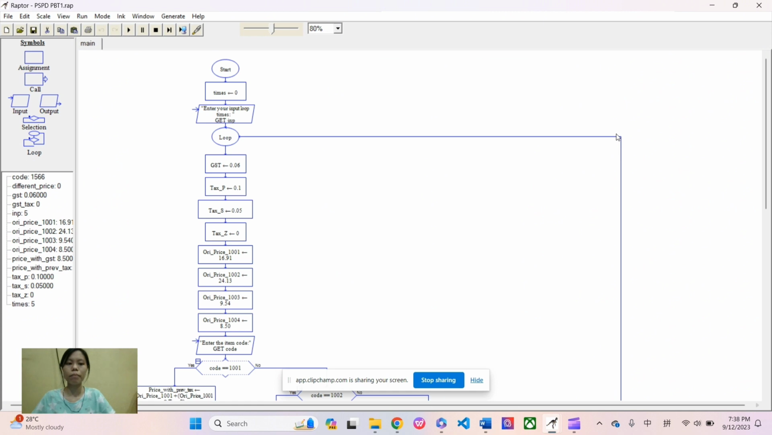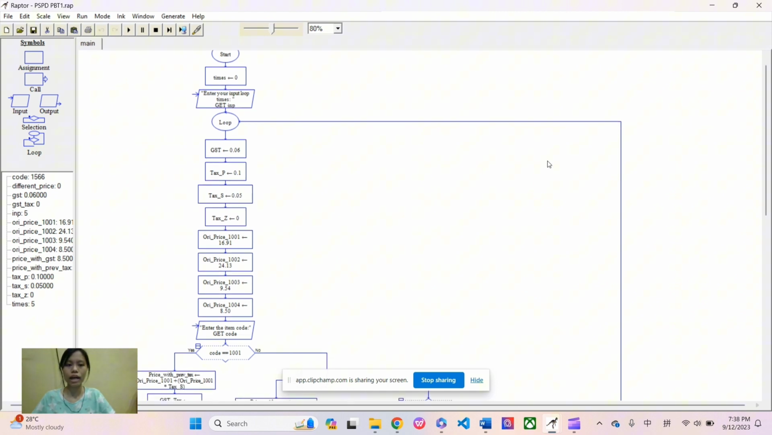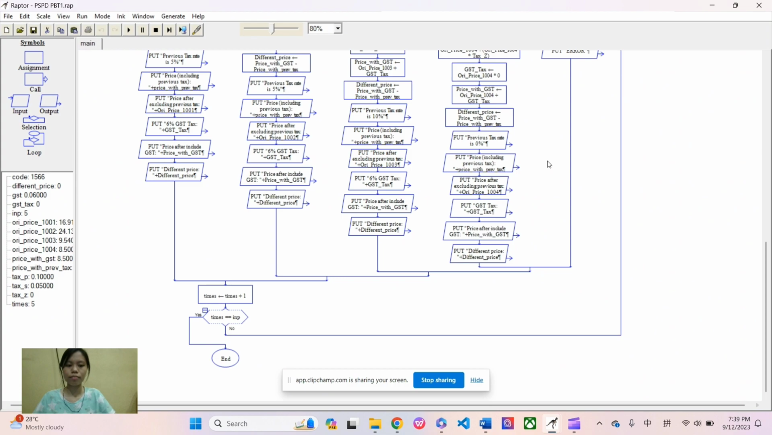This is all my code and flowchart using Raptor. Thank you.